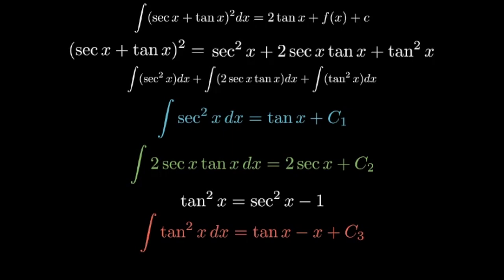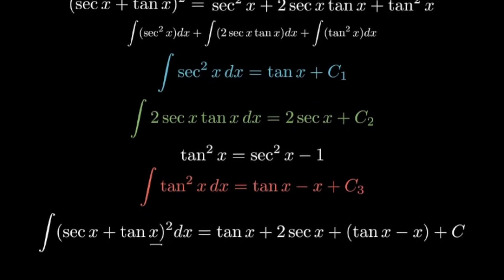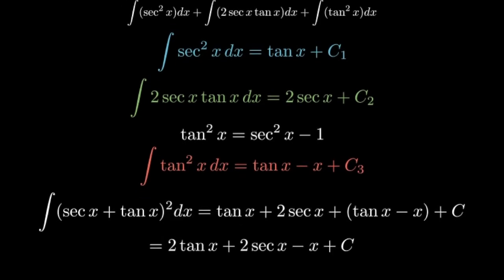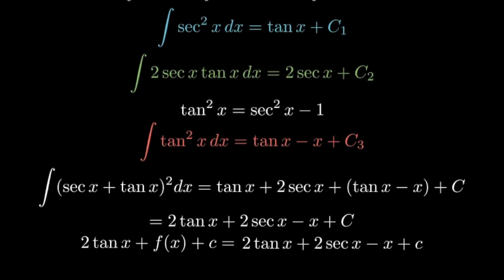Now let's combine all 3 results. We get tan x + 2 sec x + tan x minus x + c. This simplifies to 2 tan x + 2 sec x minus x + c. Comparing this with our original equation, 2 tan x + f(x) + c equals 2 tan x + 2 sec x minus x + c.